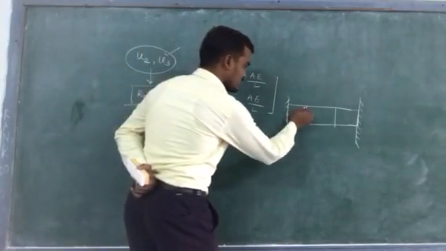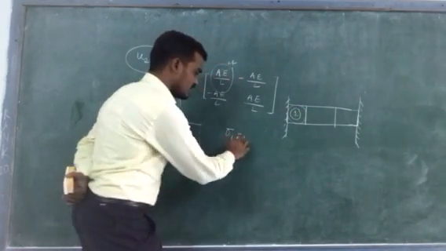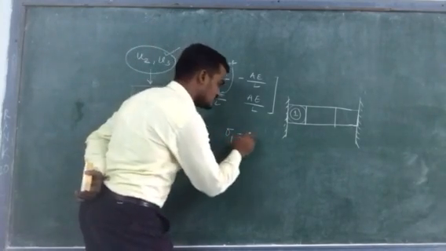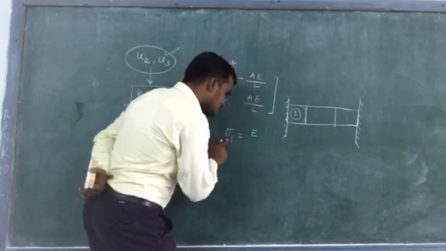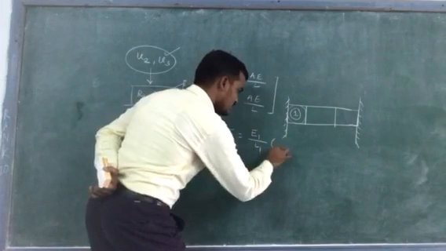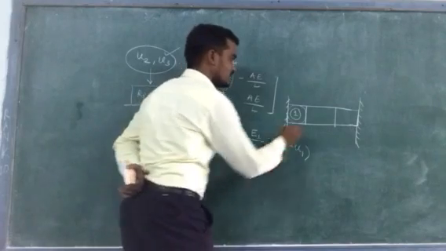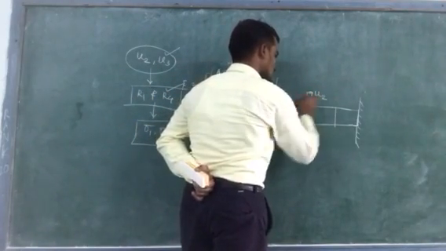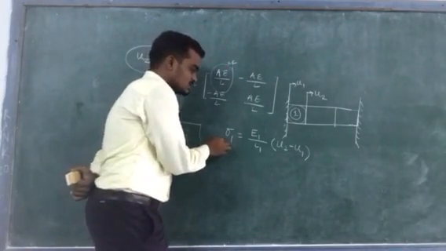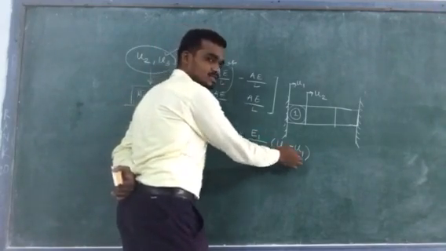Then the elemental stress in element 1 is given by this formula. Actually, we have derived this equation in our previous lecture. So sigma 1 is related to your first element. It will become E1 by L1 in bracket U2 minus U1. This is your U2, this is your U1. So the formula to find the stress in element 1 is E1 by L1 into U2 minus U1.